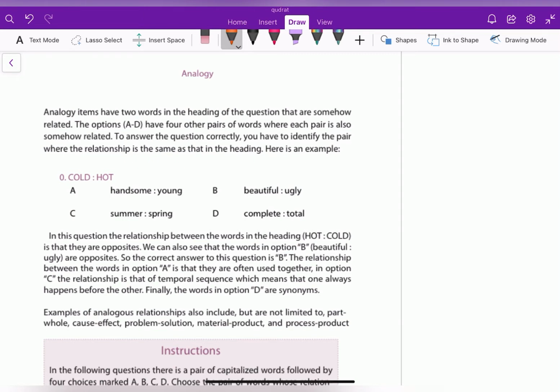Cold, hot. Handsome, young. Summer, spring. Beautiful, ugly. Complete, total. So cold and hot are antonyms. We're supposed to look for the antonyms. Handsome and young could be more closely related, so we're going to cancel that out. Summer and spring are not really opposites of each other. Complete and total are synonyms, and B is the answer because beautiful is the opposite of ugly, and hot is the opposite of cold.